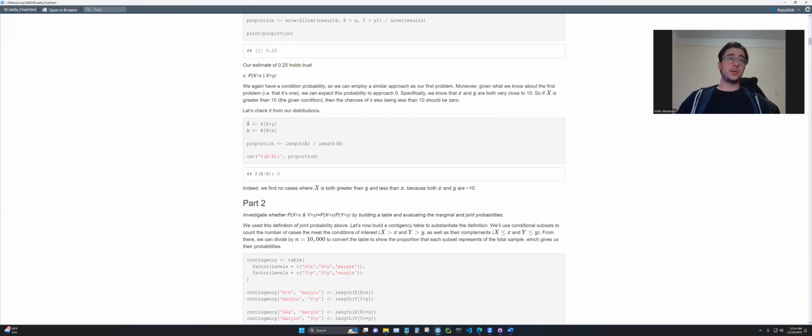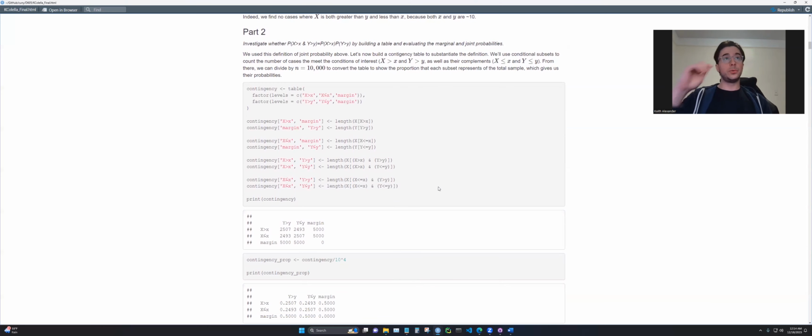And we can confirm that by using the same framework from the first problem. We'll take a subset of the sample of x where this condition is true, that it is greater than y. And then within that subsample, we look at the proportion of cases where it is also less than x, and that comes out to 0.